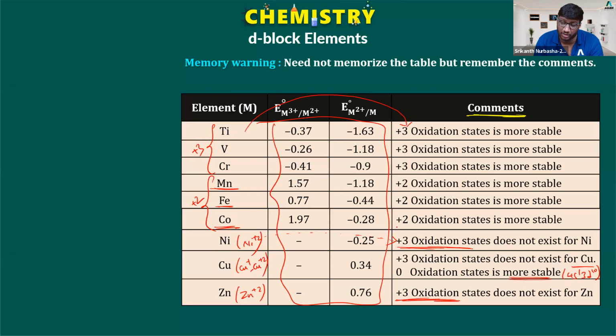So this is the right order. Titanium, vanadium, chromium: +3 state is more stable. Manganese, iron, cobalt: +2 state is more stable. Nickel, copper, and zinc: if you look carefully, nickel exists in the +2 state only. Zinc also in the +2 state only. Copper exists in 0, +1, +2 states. Out of all these, the 0 oxidation state is more stable.